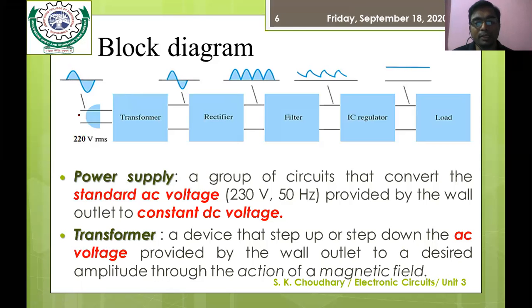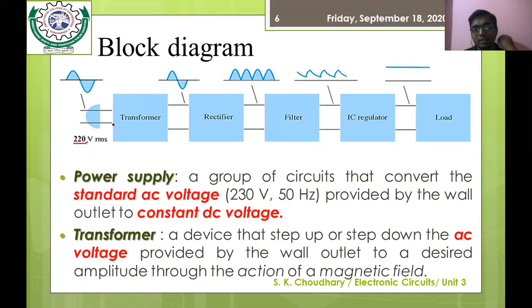So there is a group of circuits that convert the standard AC voltage. Here you can see the standard AC voltage varies from 220 volt to 240 volt. Okay, that is our household power supply also. That is AC in nature, and it is provided by the wall outlet, and we need to obtain a constant DC voltage. So this AC supply comes here to the input of the transformer.